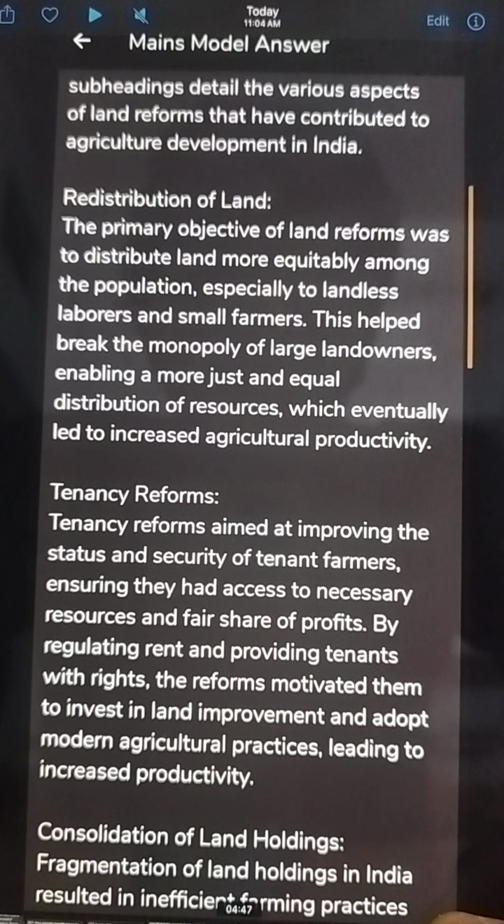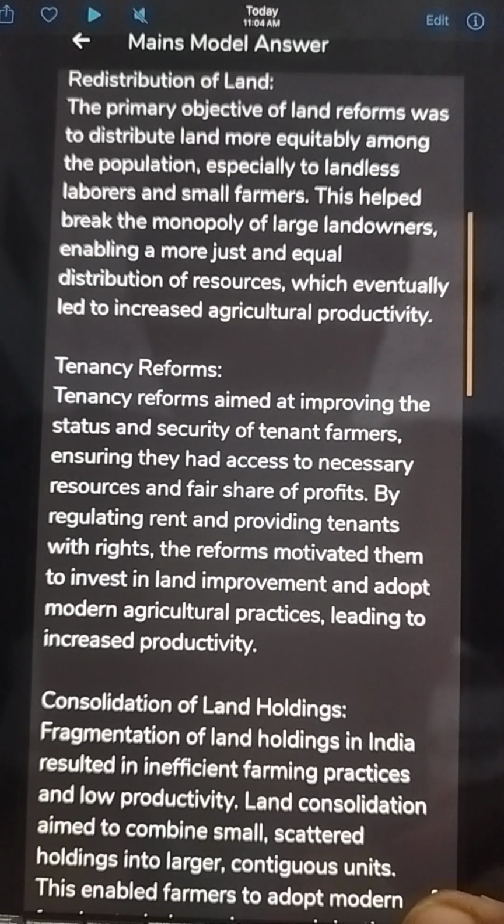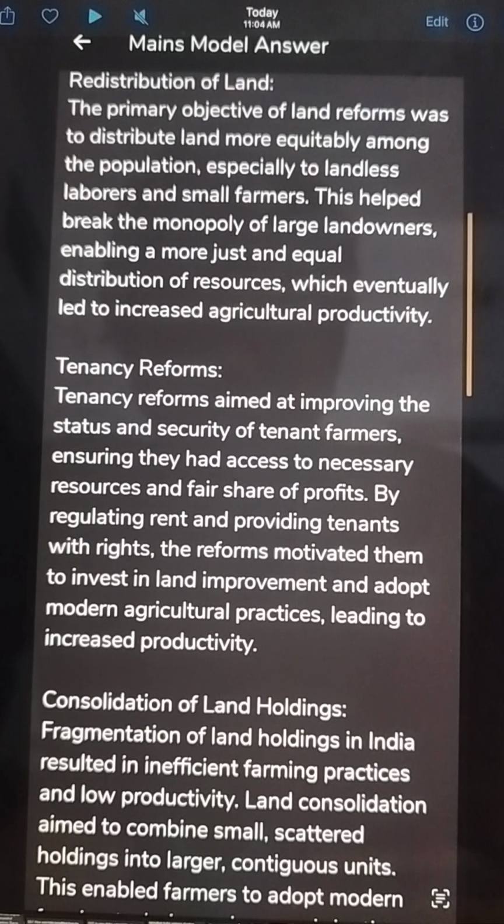The primary objective of land reforms was to redistribute land more equitably among the population, especially to landless laborers and small farmers. This helped break the monopoly of large landowners, enabling a more just and equal distribution of resources, which eventually led to increased agriculture productivity. Then tenancy reforms.